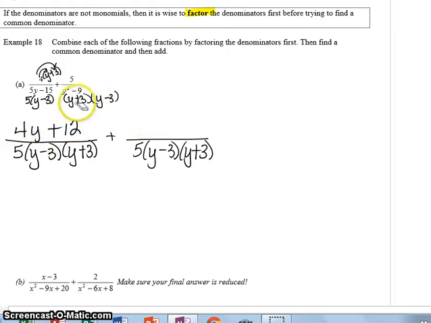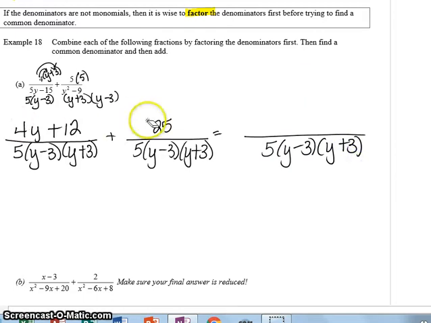Okay, over here, this has the y plus 3 and the y minus 3. It just doesn't have the 5. So I multiply the top by 5 and I get 25. So you keep and carry that horribly ugly denominator. Just keep it.